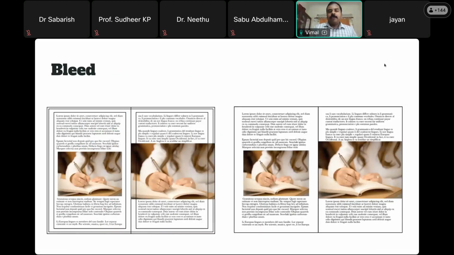Okay, what are the other things to be noticed while preparing content for a book? We have to be careful while dealing with images. When we put images, they should not cover the margins of the book. They should fit inside the book. Otherwise, when we cut the edges, the image will be lost.